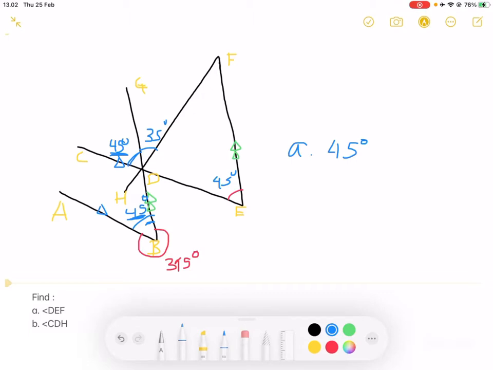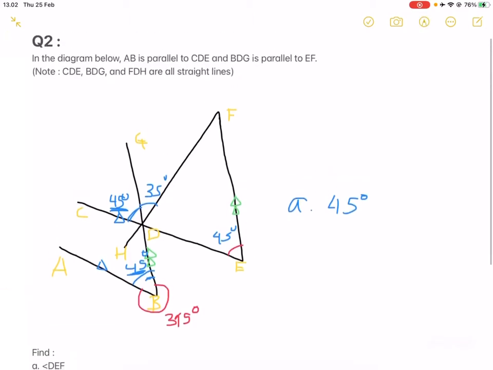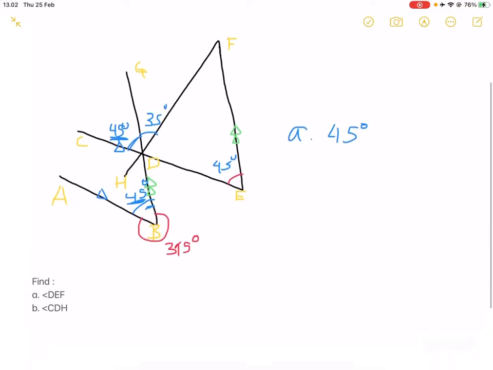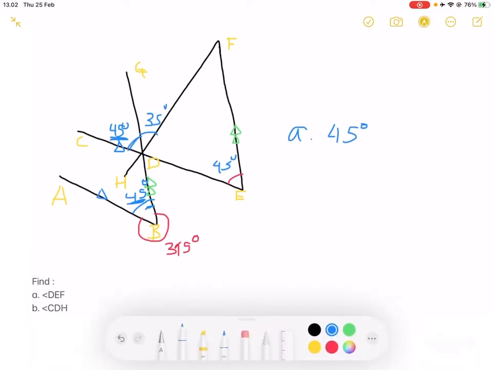And for angle CDH, well, we know that FDH is a straight line as mentioned in the question. So by knowing that the angles in a straight line sum up to 180 degrees, that means CDH is 180 degrees minus 45 degrees minus 35 degrees, which is 100 degrees.